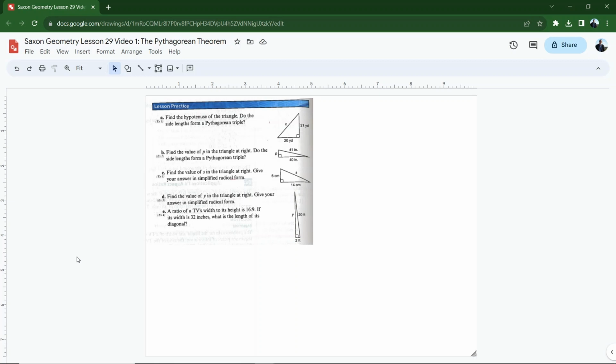Hi geometry students. In this lesson we're going to revisit a topic that we've covered before in Investigation 1. We're going to talk a little bit more about the Pythagorean Theorem. Now you remember the Pythagorean Theorem was a squared plus b squared equals c squared, and it only applies to right triangles. We have these right triangles in front of us in the page.